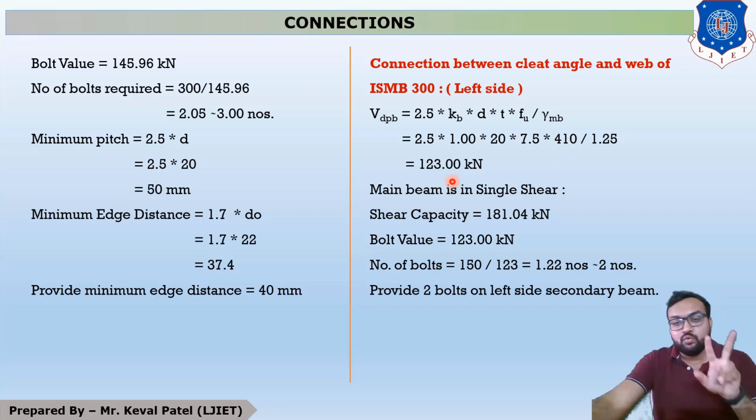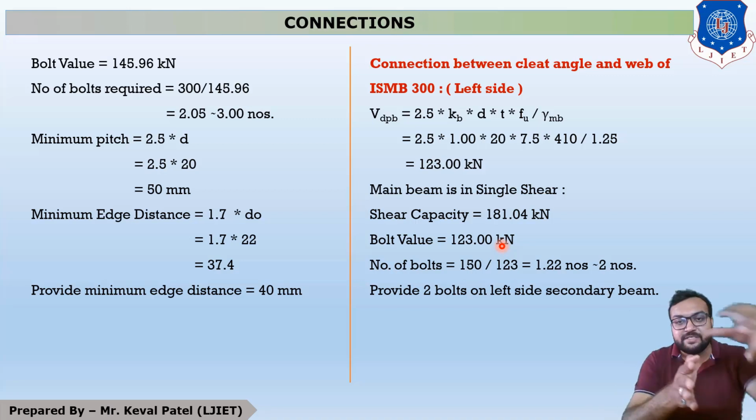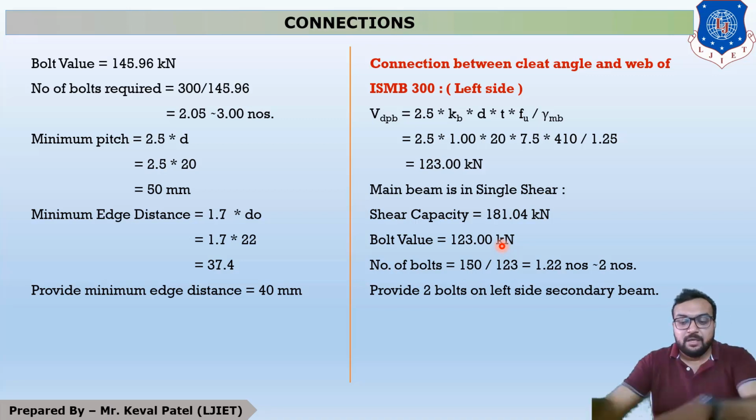Now we have two answers, 123 and 181. But you all know that our smaller value is considered as our bolt value. It means our bolt value is 123 kilonewton. Now, how much load is transferred from another secondary beam? It is 150 kilonewton. So for 150 kilonewton, we require 1.22 bolts. It means we have to use two bolts on left side of secondary beam.